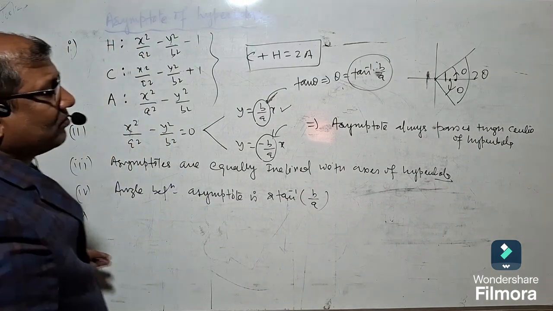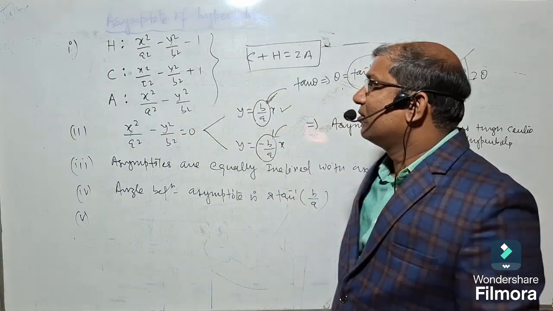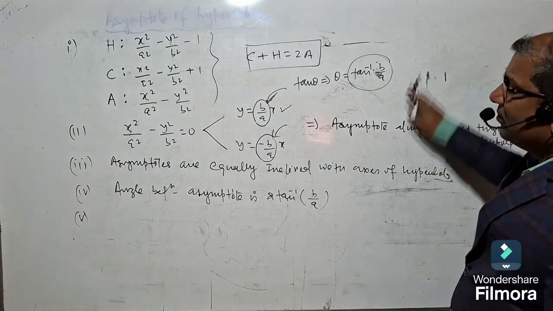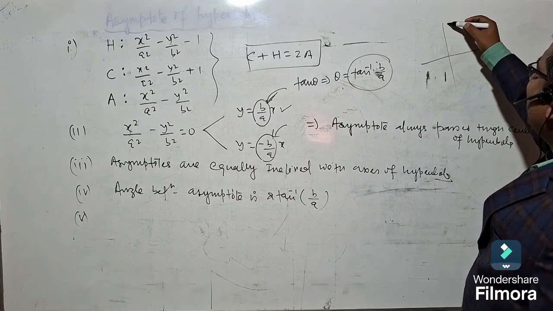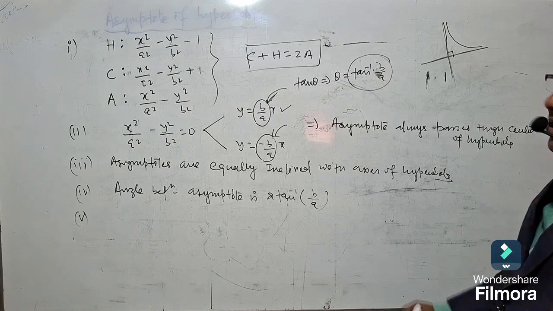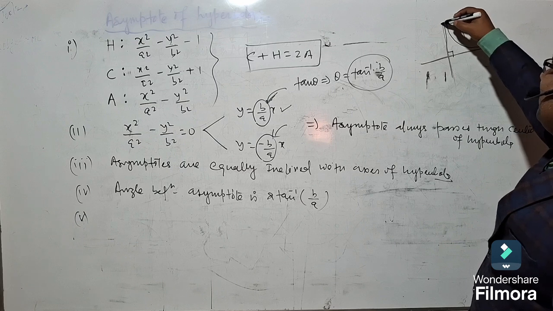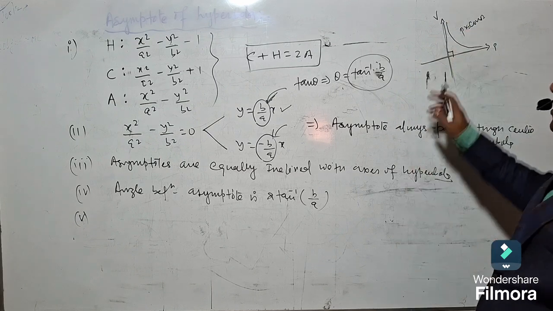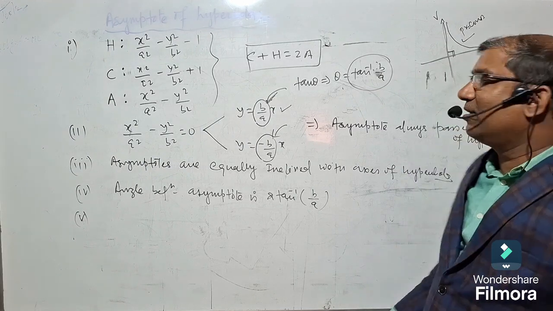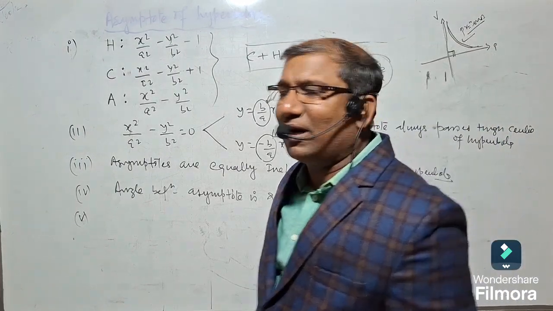Next point is rectangular hyperbola. That is an important term. A hyperbola is said to be a rectangular hyperbola if the angle between asymptotes is 90 degrees. In the case of PV equal to constant, the pressure axis and volume axis are the asymptotes of the curve, and these two asymptotes make an angle pi by 2 with each other. That's why we can say that PV equal to constant is the equation of a rectangular hyperbola.